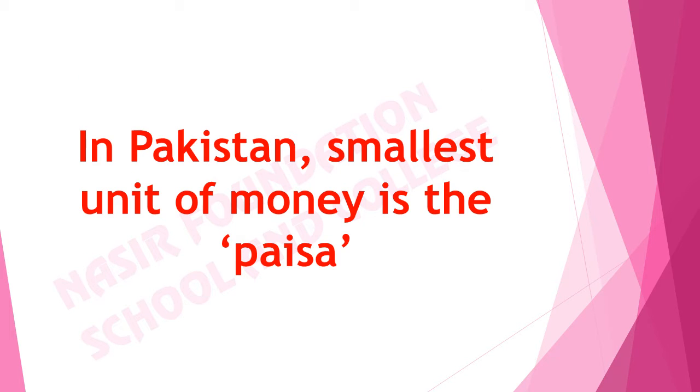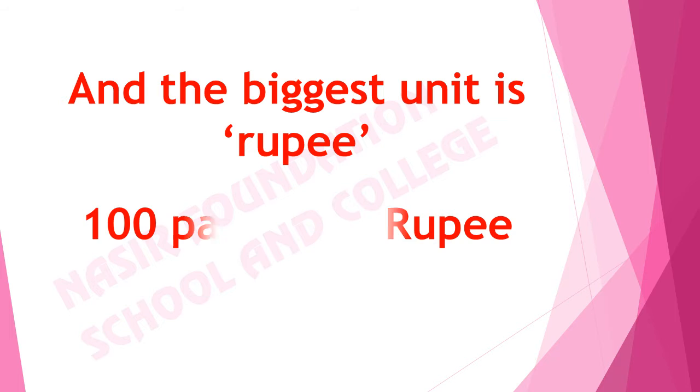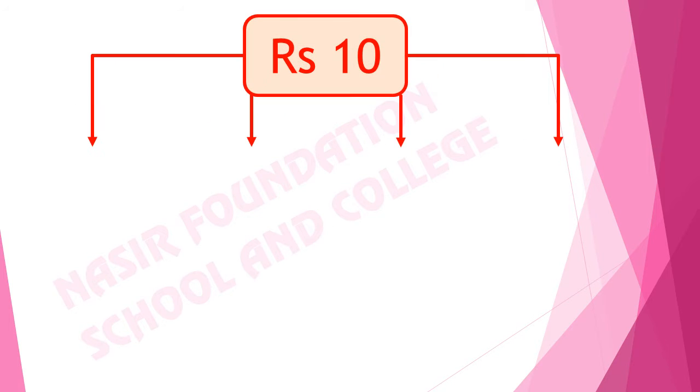In Pakistan, the smallest unit of money is the paisa and the biggest unit is rupee. 100 paisas make 1 rupee. Now we will discuss the different ways for having rupees 10.